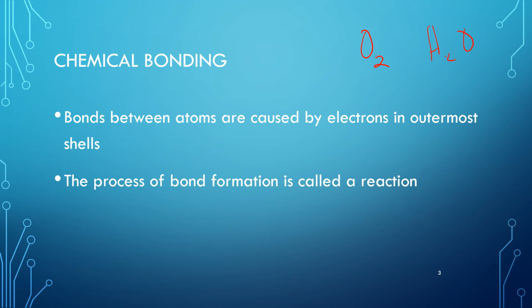Bonding is done between electrons in those outermost shells. So remember when we drew the configurations, oxygen, for example, has 8 electrons. 2 are in the first energy level and 6 are in the second. I said 6 earlier, excuse me. 2, 4, 6 in the second energy level. It's those electrons in the outermost energy level that are involved in forming chemical bonds. And so that's what we're going to talk about a little bit more.